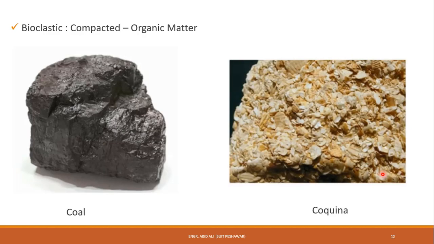But what about these biological rocks, the bioclastic rocks? Now these form from compacted organic material or organic matter. We already know some examples of this, which include coal, which forms from compacted plant remains, and then this, which is a variety of limestone called coquina. You will notice that this is made of compacted shells, which of course are made by sea creatures. This is organic material and so is classified as bioclastic rock because it's organic matter that's being compacted together.